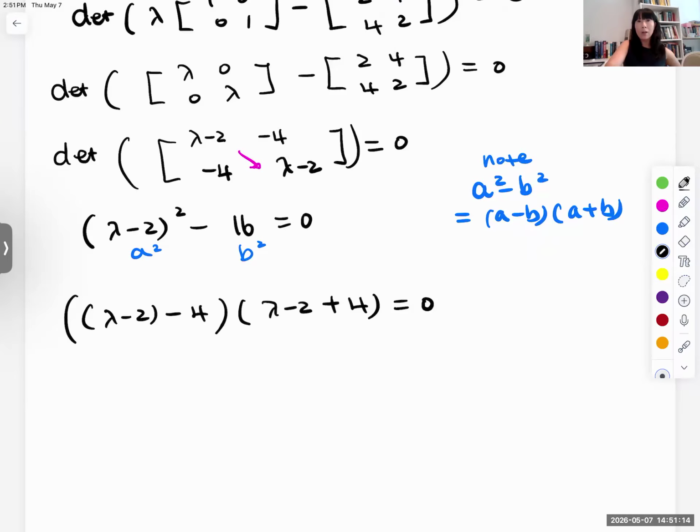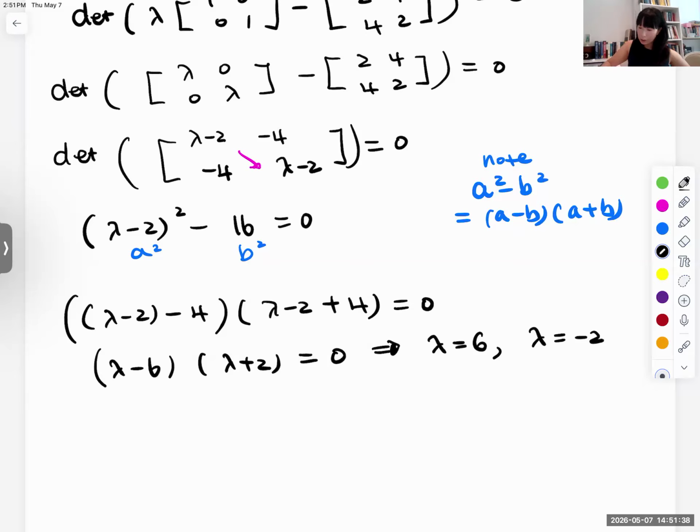Okay, now let us simplify. So we have (lambda minus 6)(lambda plus 2) equal to 0, right? Then what is the lambda? Lambda equal to positive 6, lambda equal to negative 2. Good. Now let's find eigenvectors.